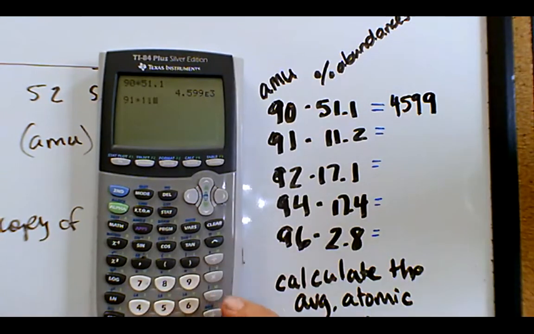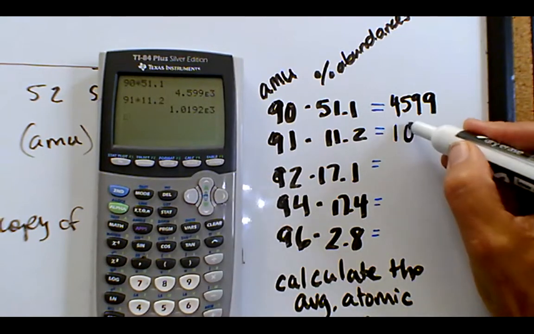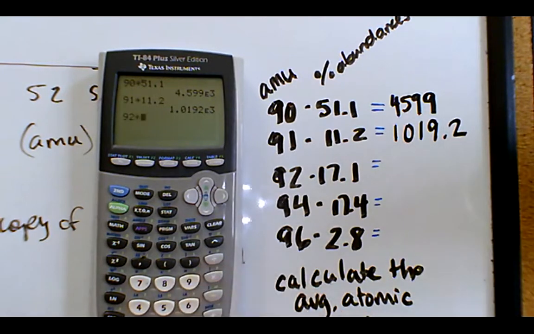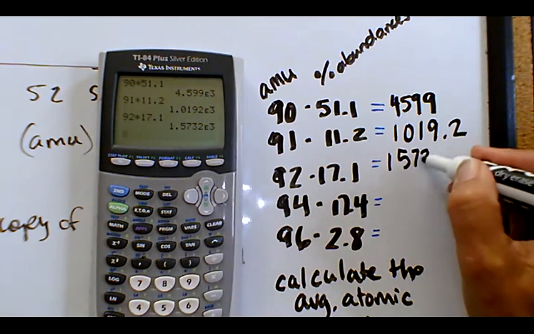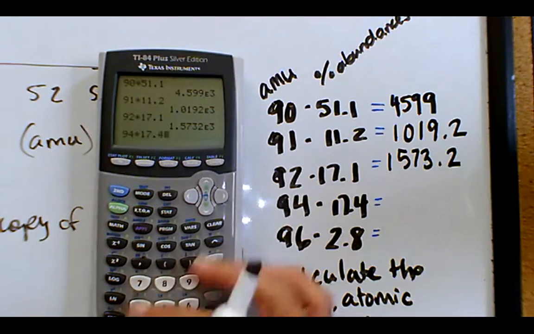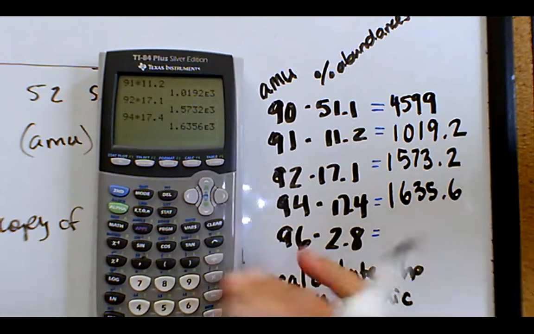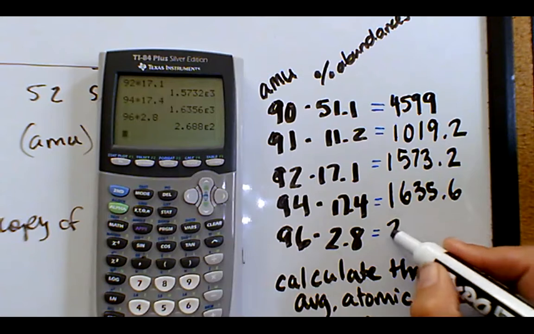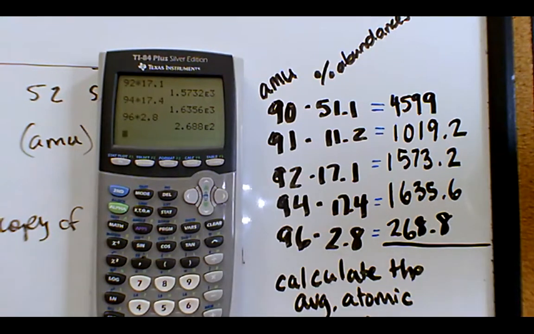91 times 11.2 is 1019.2. 92 times 17.1 equals 1573.2. 94 times 17.4 equals 1635.6. 96 times 2.8 equals 268.8. I'm going to add all of these up.